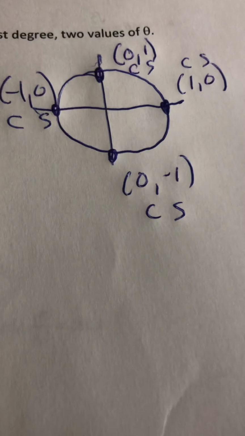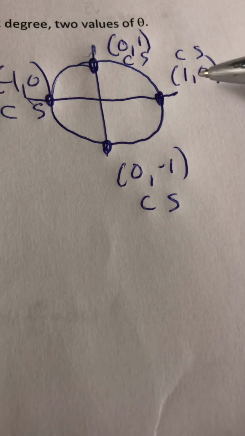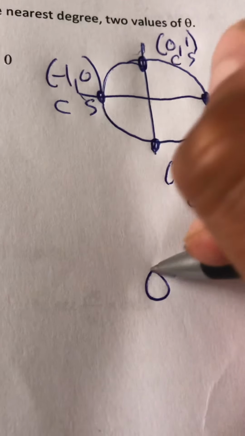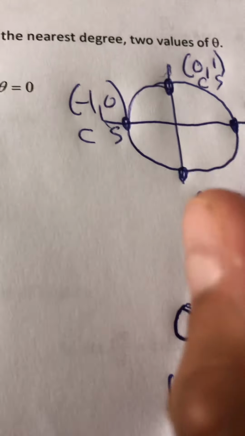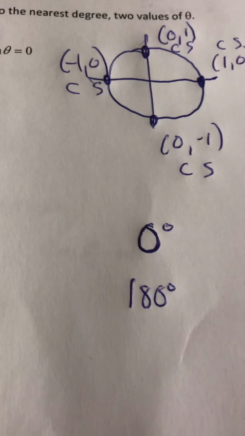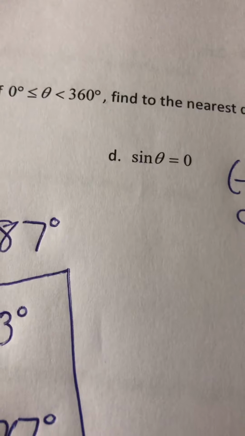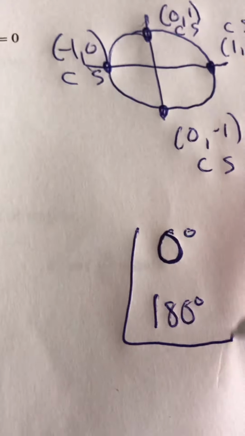And we're looking where sine is 0. Well, sine is 0 at 0 degrees, and this is a quadrantal, and also 180 degrees. Now you might say, well, can I use 360? You cannot, because it says must be less than 360. And I can't use negative 180 because it's just between 0 and 360. So those are our values.